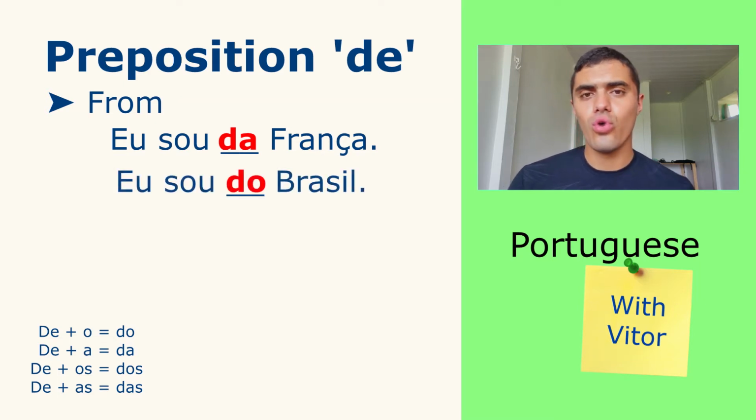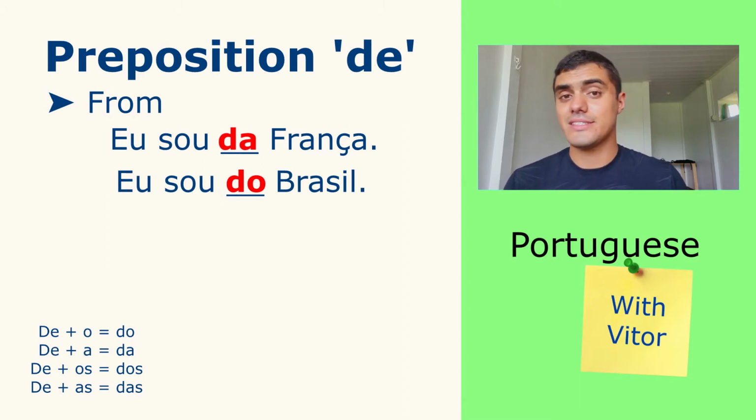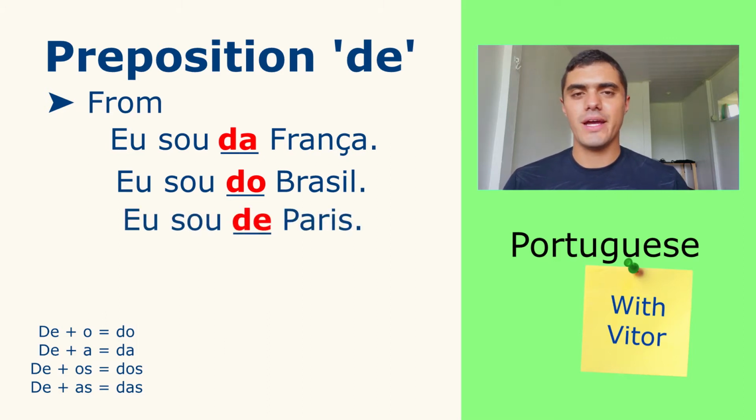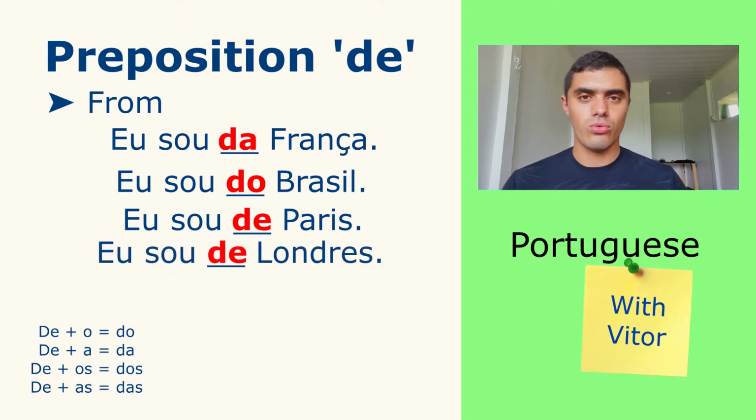Eu sou do Brasil. I am from Brazil. So, Brazil masculine, do Brasil. Eu sou de Paris. As I told you, cities, they don't receive articles. There are exceptions. Paris is a case that doesn't receive the article. So it's going to be de. I am from Paris. Eu sou de Londres. I am from London. Okay, as I told you, in this case, de means from.